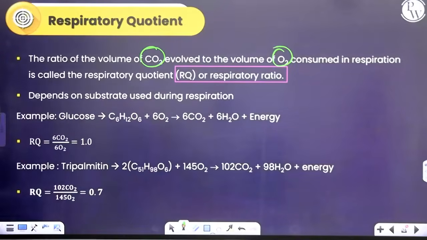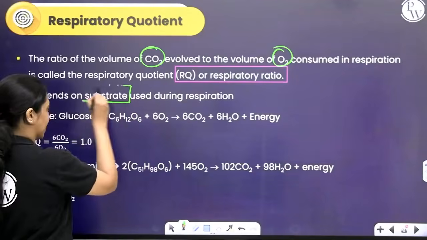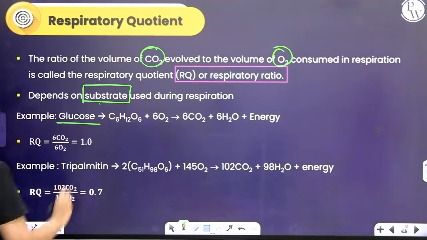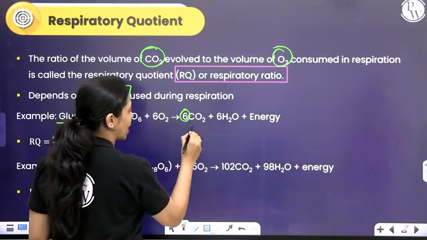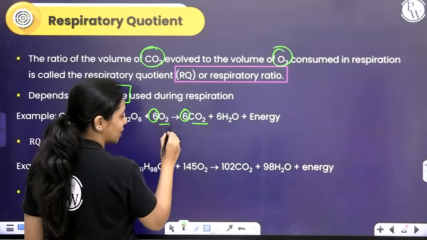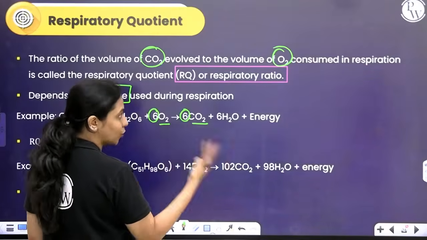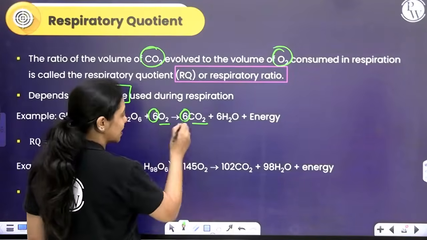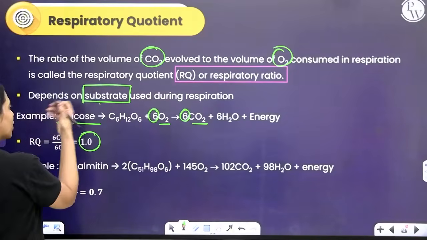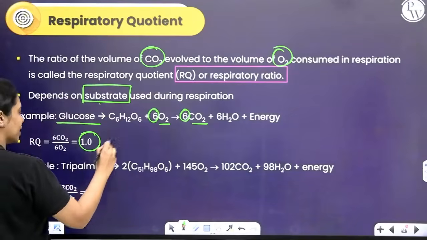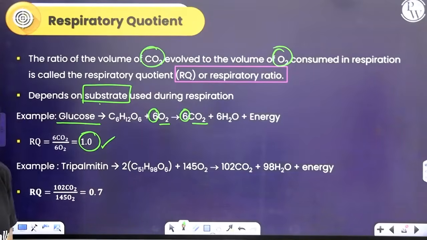For example, I told you it depends on the substrate, right? So if the substrate is glucose, then 6 molecules of carbon dioxide is evolved, 6 molecules of oxygen is utilized or consumed. So 6 divided by 6 is 1. For glucose or carbohydrates, you can say that the RQ value is 1.